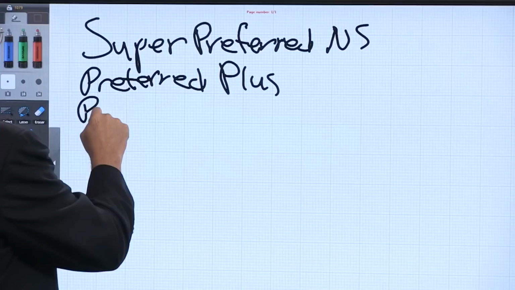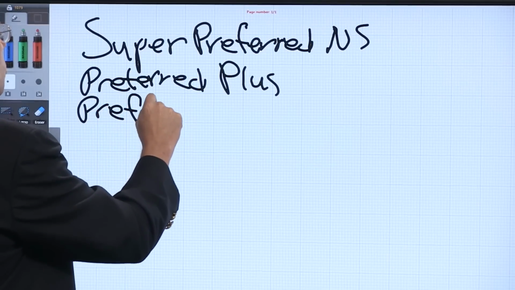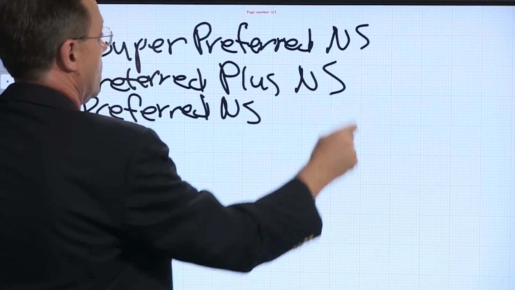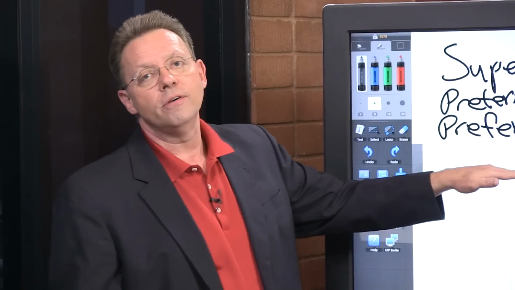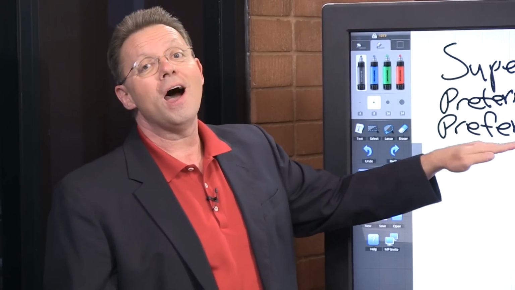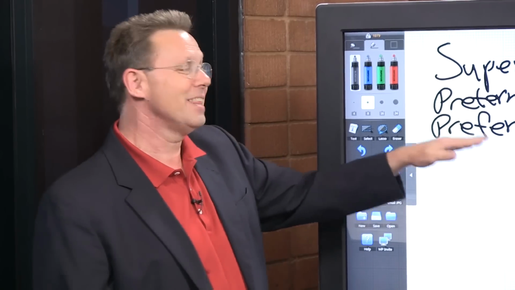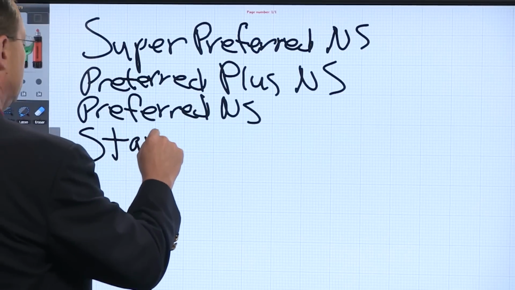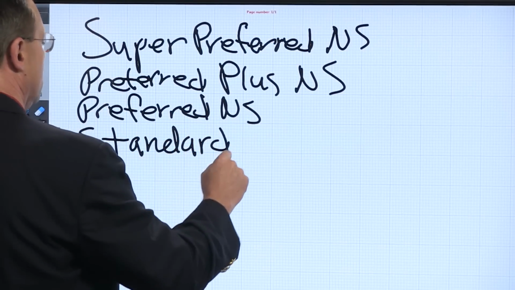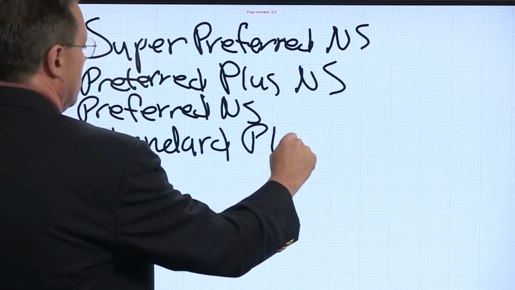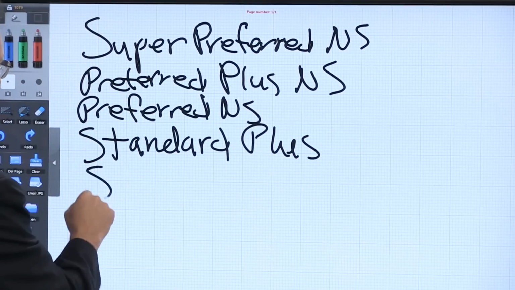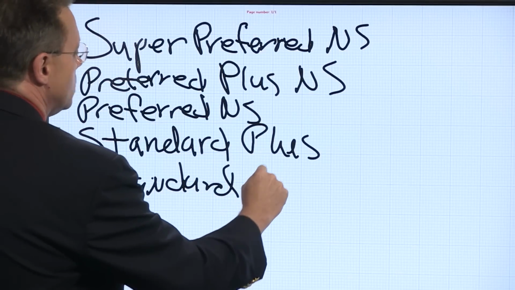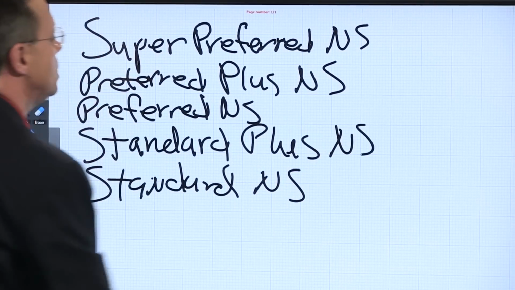The third one is preferred non-smoker. These are all non-smoker. This is the lowest level of preferred. It used to be our highest level back in the day. So it's really, things have really changed. Then we come on with another classification called standard plus. And the second one next to standard is what we call standard non-smoke. So again, these are all non-smokers.